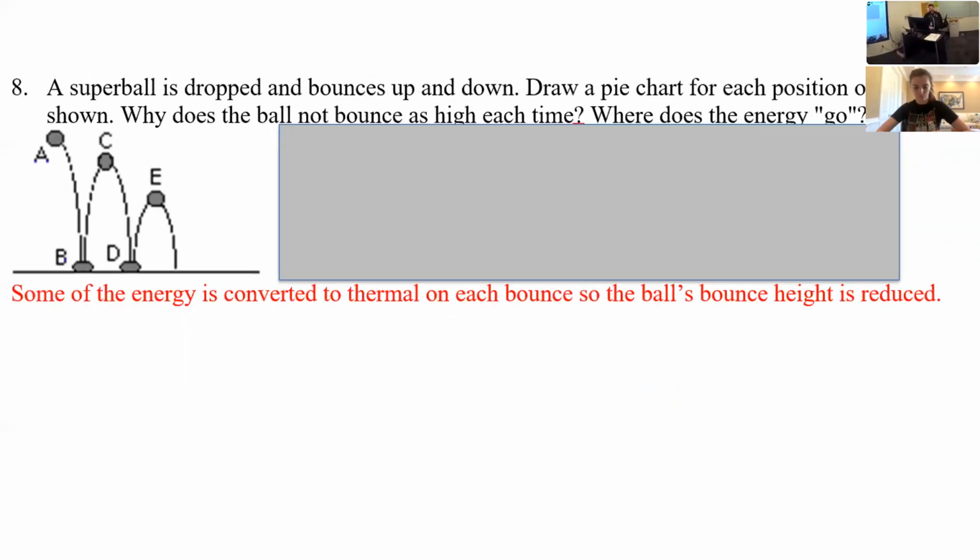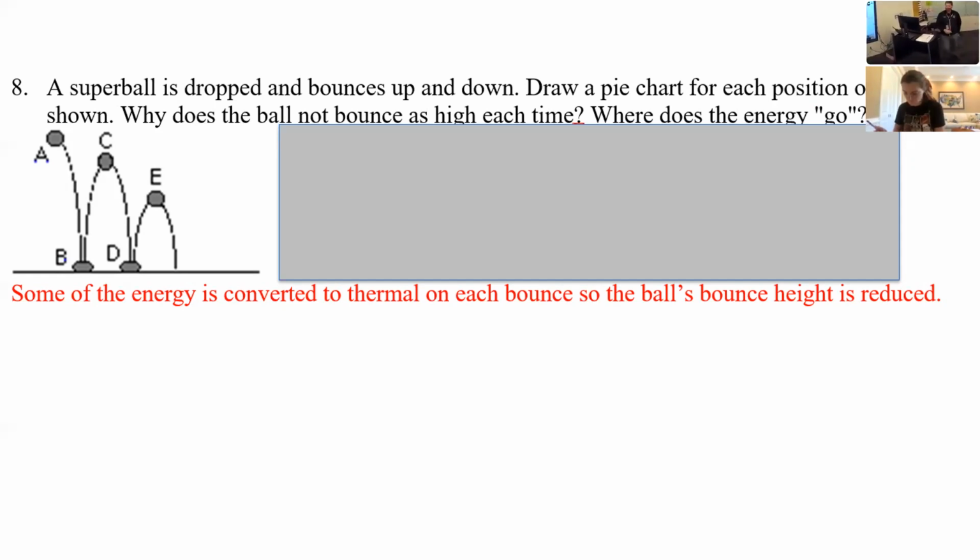All right, now here's our last one. This is a challenge. So it says a super ball is dropped and bounces up and down. Draw a pie chart for each. You're going to have 5 pie charts, A, B, C, D, and E. And why does the ball not bounce as high each time? If you think about what we saw in the energy skate park scenario with the person not going all the way up every time, what do you think's happening here? Where does that energy go?